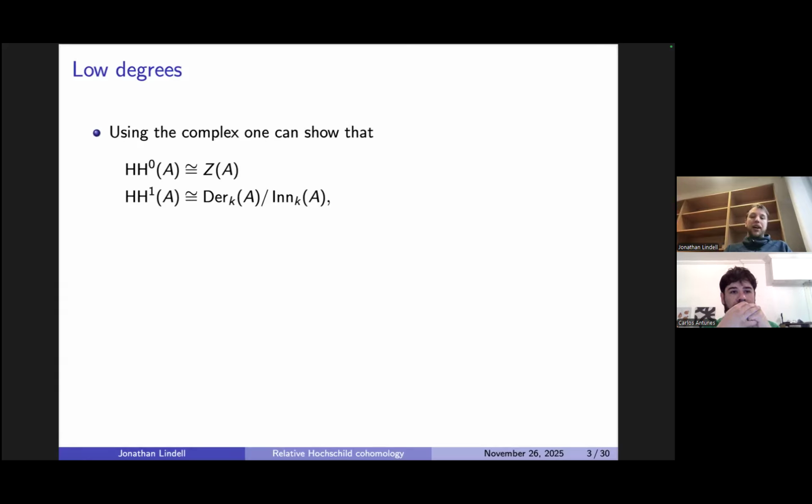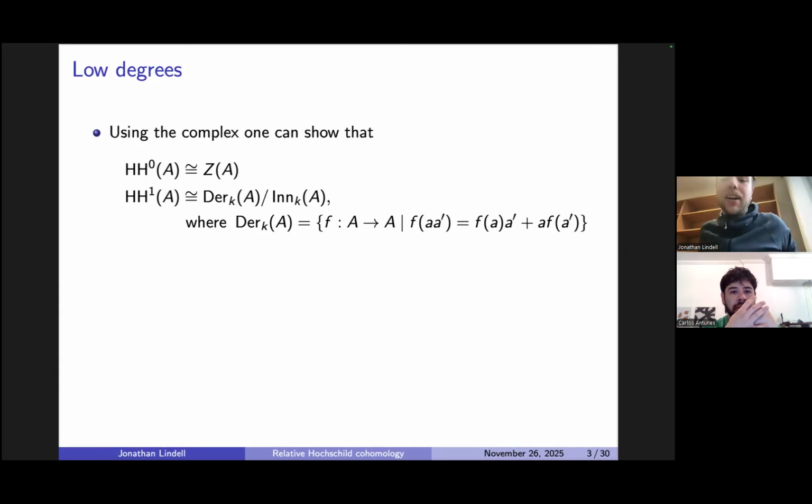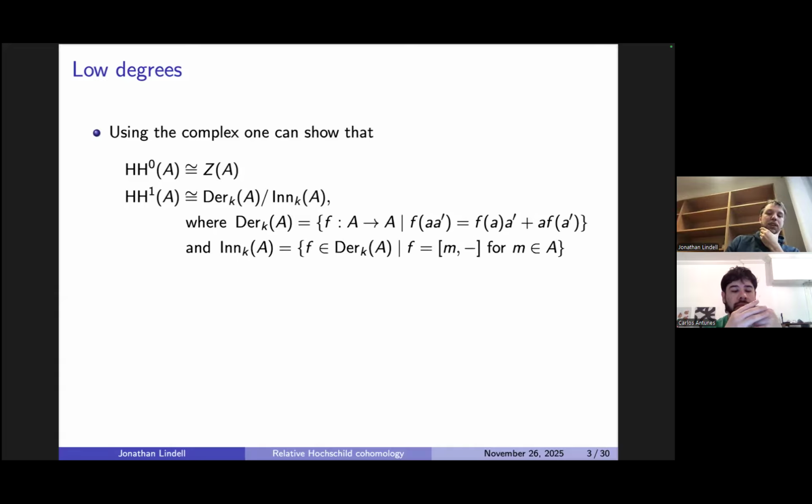So what do we mean by a derivation? Well, a derivation is a linear map from A to A such that this fulfills the Leibniz rule. That is, if we apply our map to a product, then we can decompose this as applying it to the first element in the product plus applying it to the second. And by inner derivation, we mean a derivation that's given by the commutator with respect to some element.